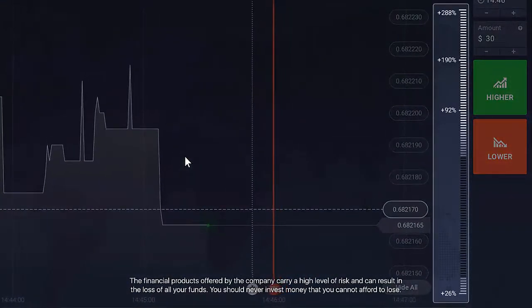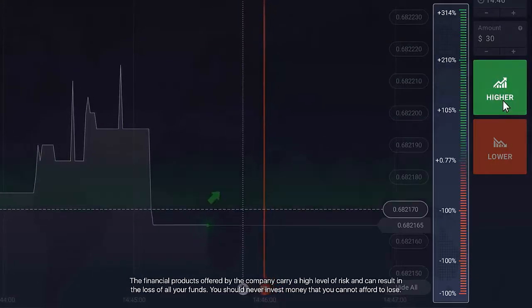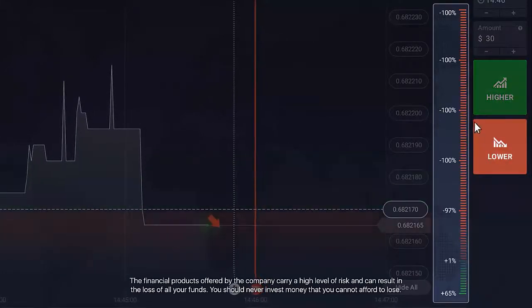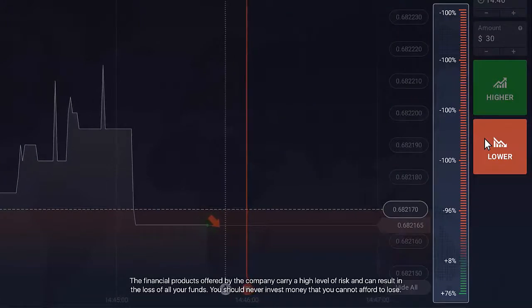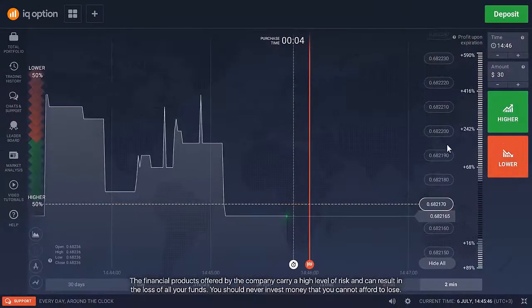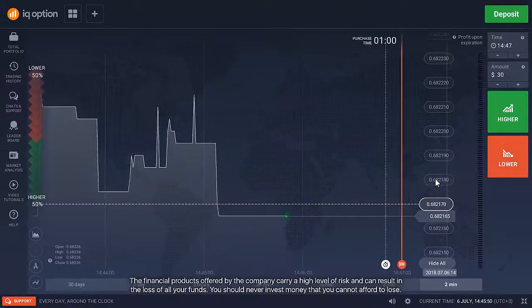To check the potential profit for the chosen strike price, mouse over the higher button for buy positions, call options, or over the lower button for sell positions, put options. The green scale will be indicating your profit, while the red one will be showing your loss. You choose strikes manually, thus influencing the size of the price band.